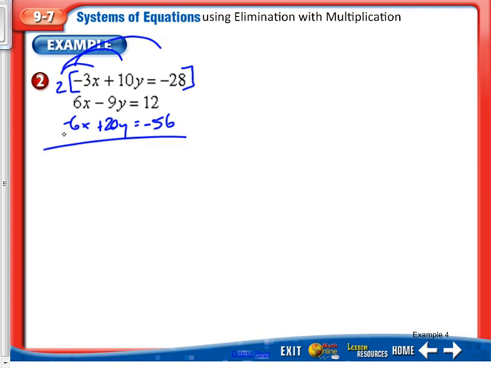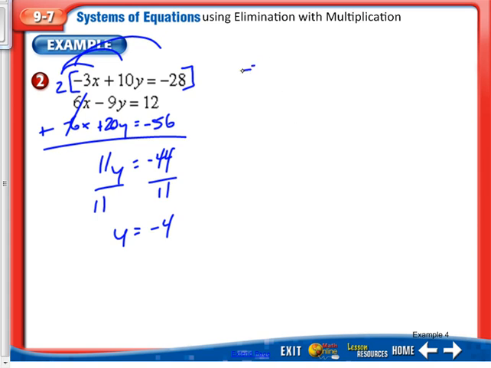Now let's go ahead and combine all these terms. This is going to eliminate. So I get a positive 11y. And negative 56 minus 12 gives us a negative 44. And then go ahead and divide by your coefficient on both sides. So y is equal to negative 4. So then we've got to plug that in. Oops, we solved for y, so we have to plug that in for our y value.